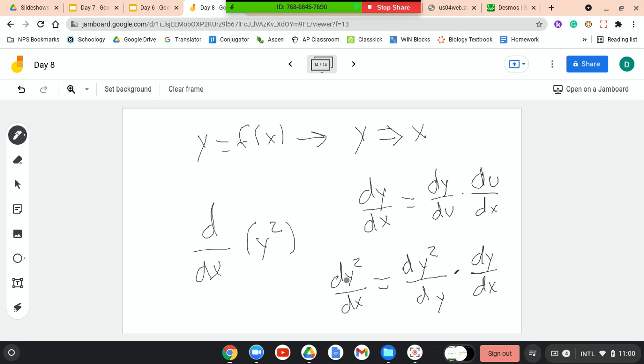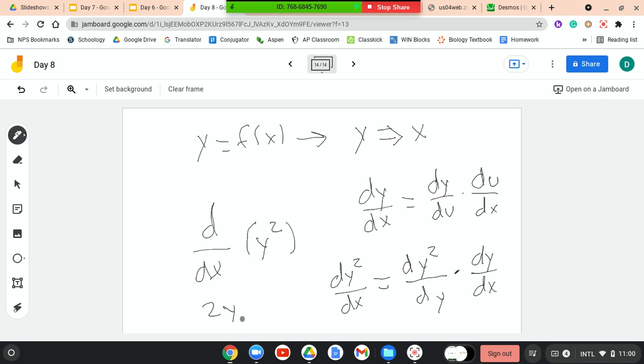So I found the derivative of y squared with respect to x is the derivative of y squared with respect to y times the derivative of y with respect to x. That's just the chain rule. Does that make sense? That makes perfect sense to me. Cool, awesome. So the derivative of y squared with respect to y, could you guess what that would be?